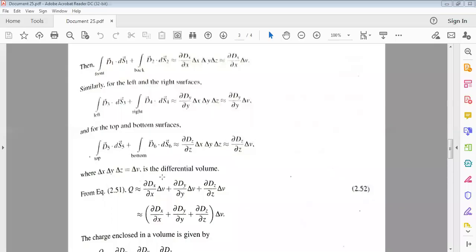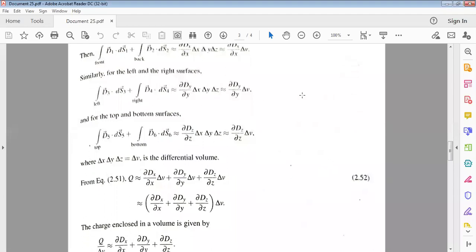Similarly for the remaining surfaces also, for D1, D2, D3, D4, D5, D6. Front and back, top and bottom, left and right.